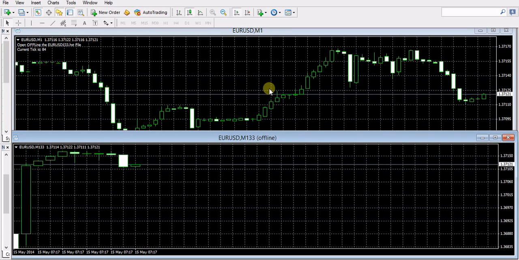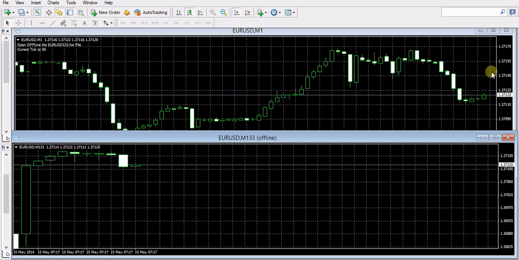So let's finally get down to the method itself. And I'm going to explain how we're going to use the tick chart indicator alongside the time candlestick chart. So what you're going to do is look for confirmation on the 133 tick chart for the 1 minute time chart. Now, what do I mean by confirmation?